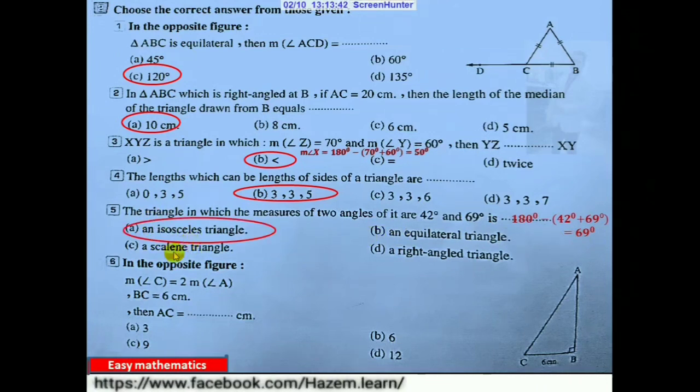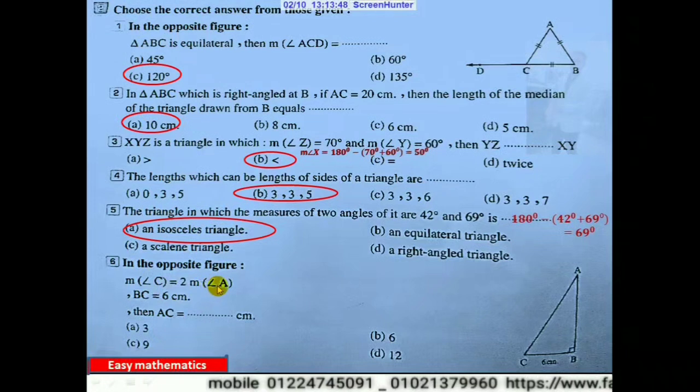Number 6: in the opposite figure, he gave me here that the measure of angle C equals twice the measure of angle A, and BC equals 6 centimeters, like that. And he gave me that the measure of angle B is 90 degrees. He asked me to find the hypotenuse AC.